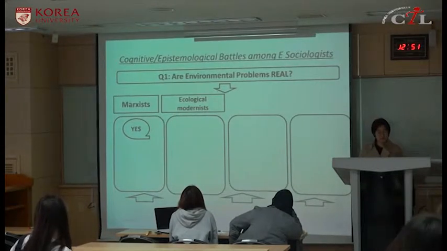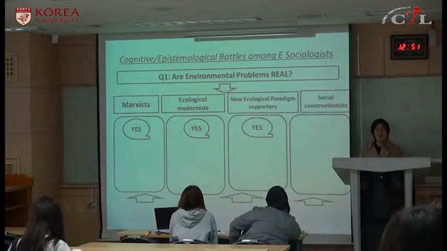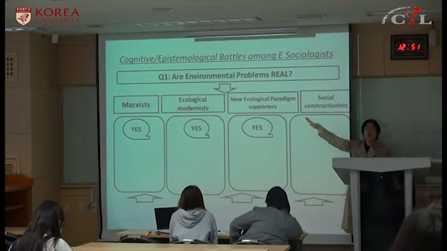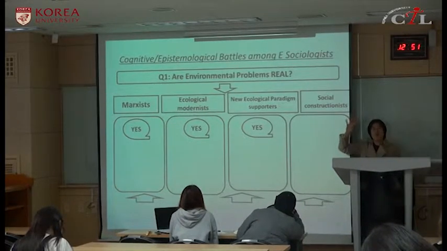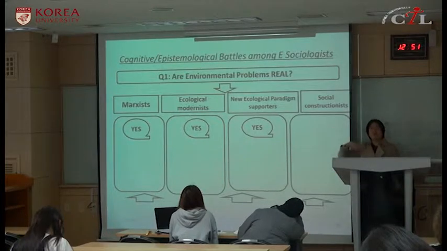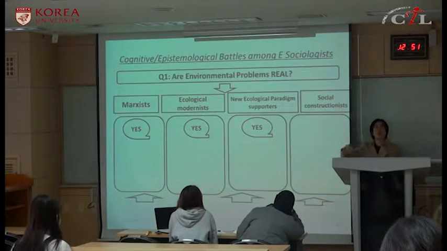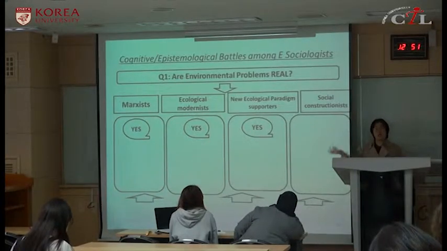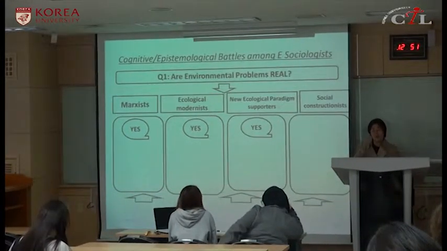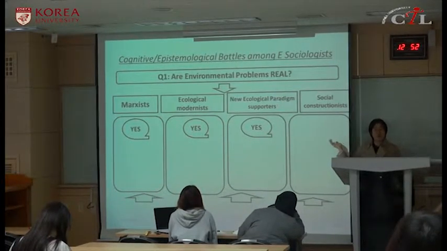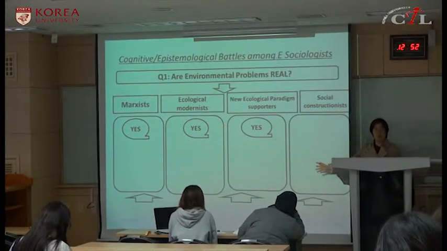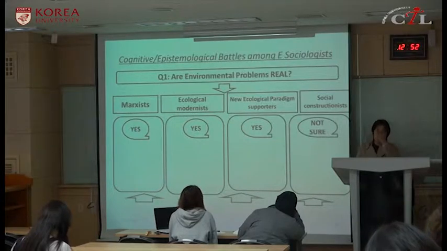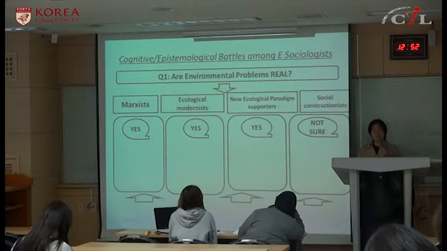Okay, so these are my products. In environmental sociology, these are four major epistemology groups. These are important, right? If you want to develop any theory, you consider whether you are Marxist, ecological modernist, new ecological paradigm supporter, or social constructionist. So there's a question: are environmental problems real? These two groups say yes, environmental problems are real. And social constructionists say, I'm not quite sure. Maybe real, but I do not want to say whether it exists or not.